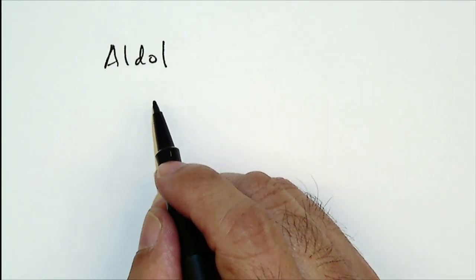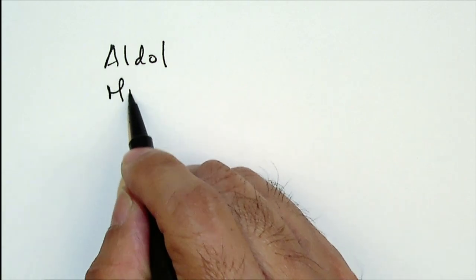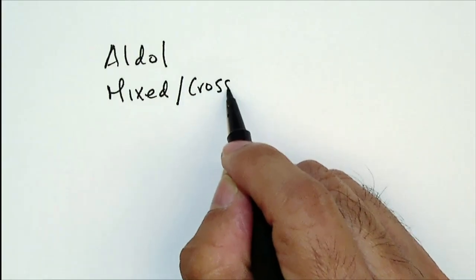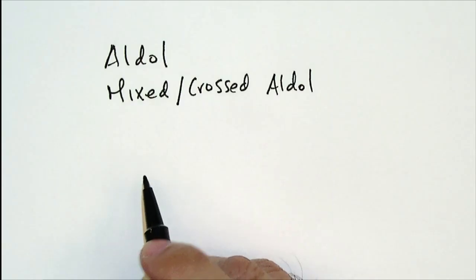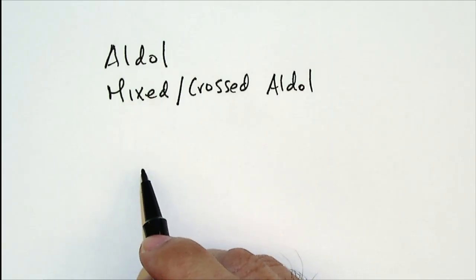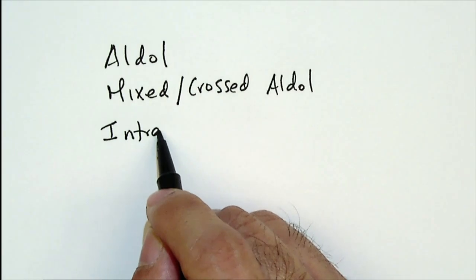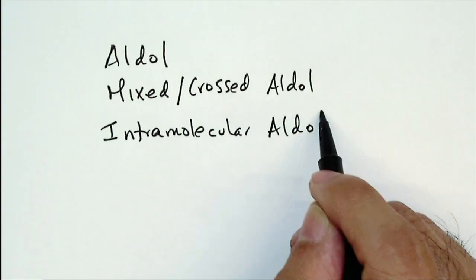Then we considered whether aldols could be done with two different molecules, and that, of course, is what we called mixed, or sometimes you'll see this referred to as crossed aldol condensations. We covered that. Then we also considered whether an aldol reaction could be done in order to make a ring, and indeed we can, and those would be your intramolecular aldol condensations.